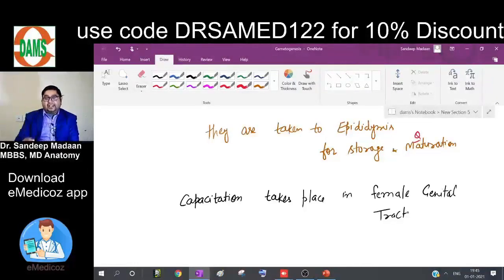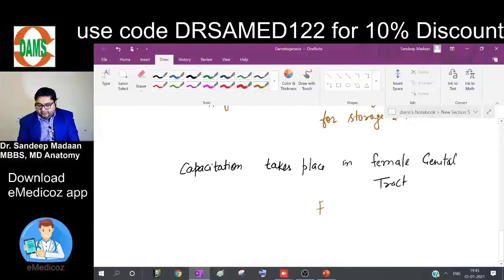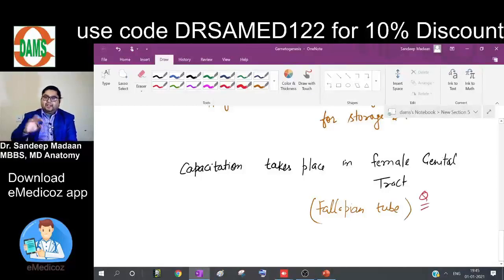So the next question in line is, which part of the female genital tract contributes most? Answer, fallopian tube. Although least expected, the fallopian tube is the one which contributes most. So if you have to choose one, go with the fallopian tube. Otherwise, the female genital tract overall is responsible for capacitation. Is that okay? Yes. Now, what is the time required for capacitation?